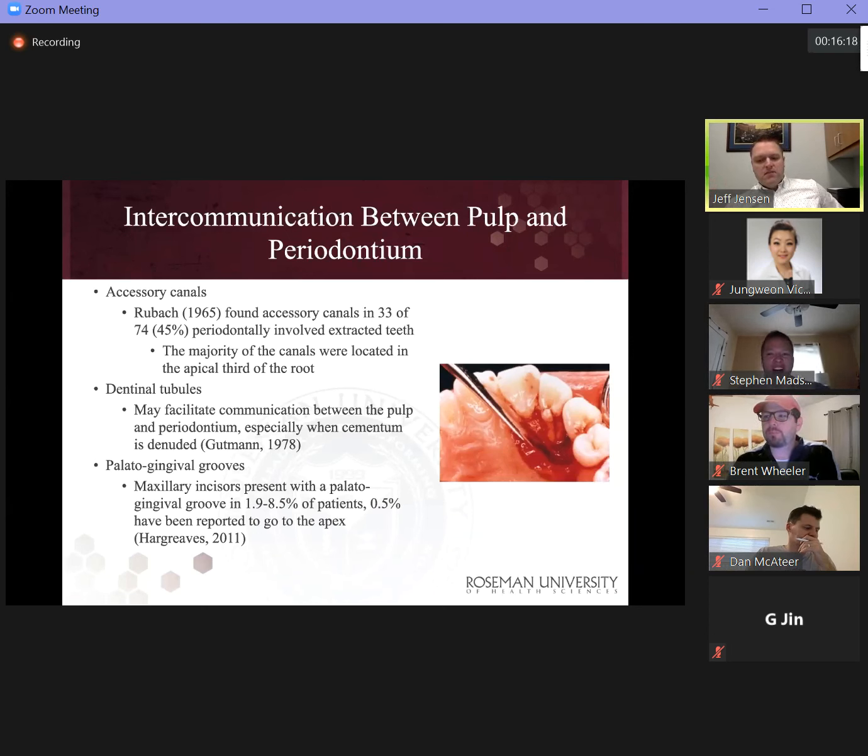So if something starts to affect that groove, it can make its way all the way down to the apex of the root and then start to cause some issues endodontically for you. So again, these are just some examples of how the pulp and the periodontium are connected.